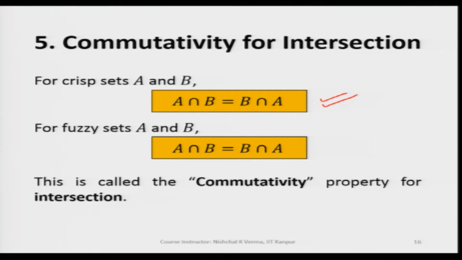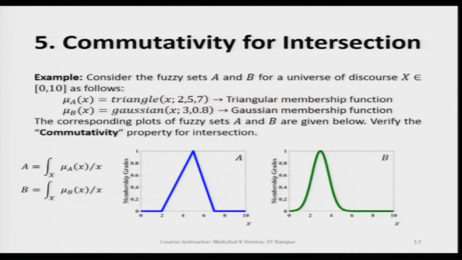Now, let us see what is happening for fuzzy sets A and B. Here also it is equal, meaning when we take two fuzzy sets, A intersection B is always equal to B intersection A. Let us see how we are going to verify this. If we take an example here, we have two fuzzy sets as we have taken in the previous example. We have taken the same example here also.